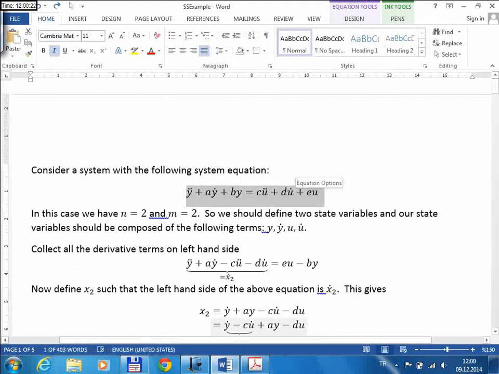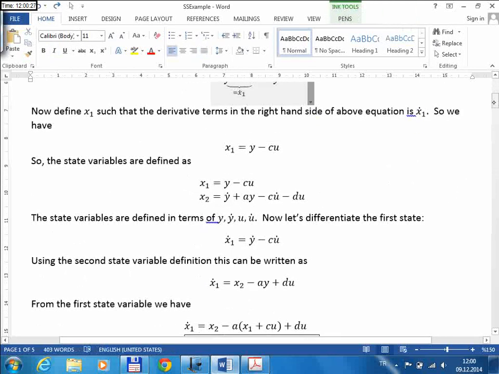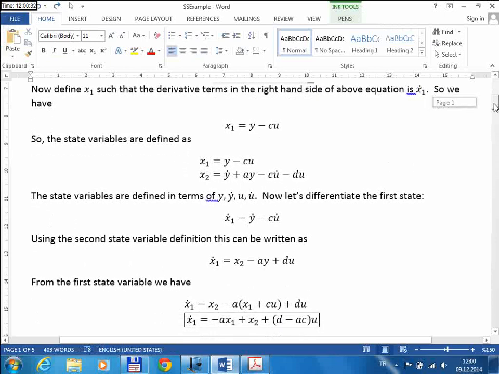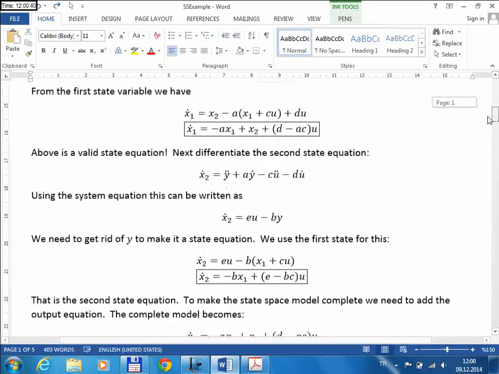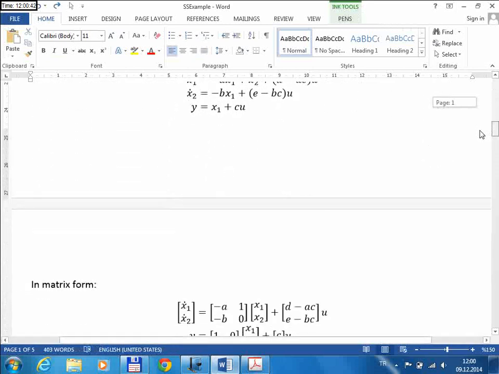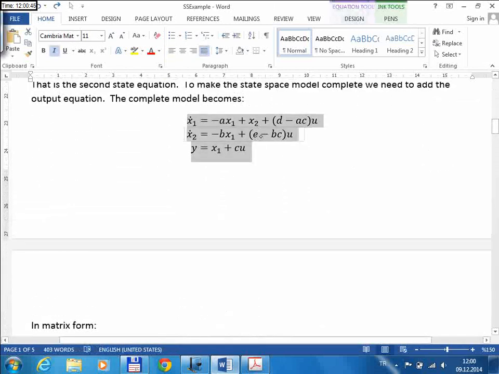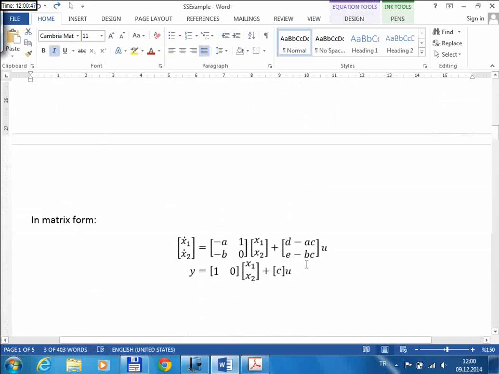Okay? So this is just one way of defining state variables for such a system. And as I said several times already, the state space model is not unique. So you can have a lot of different state space representations for any given system, and this is just one of them. And you can take this and write it in matrix form, which is this thing. So this is the X vector, A matrix, B matrix, C and D matrices. So this is the state space model.